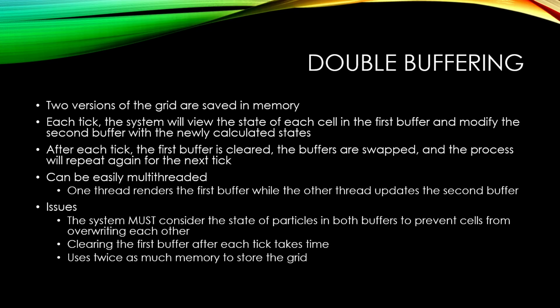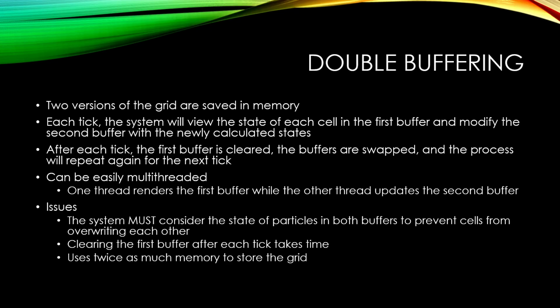Now, before the tick takes place, the system will actually clear the first grid and then swap them. So that means every other tick, the other grid gets used. Now this allows you to easily multi-thread, as you can have one thread render the first buffer while the other thread updates the second. There are a couple issues though, mainly that the system has to consider the state of particles in both buffers in order to prevent cells from overwriting each other.